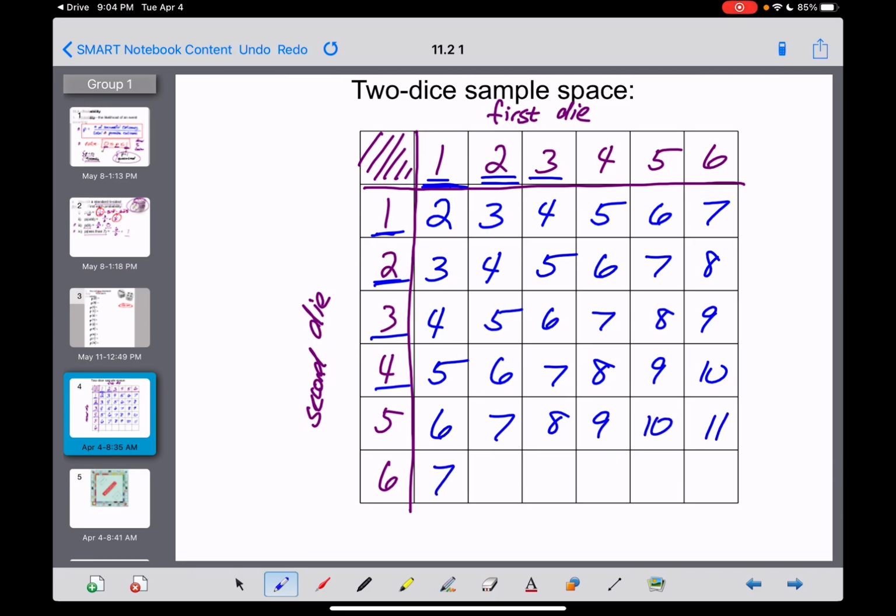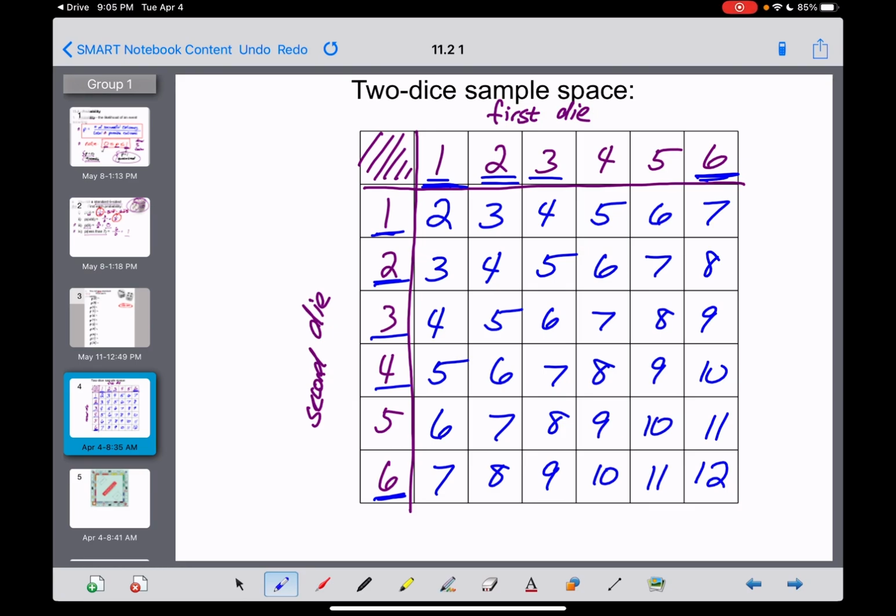And then let's see. We've got 7, 8, 9, 10, 11. And the only time 12 shows up there comes from rolling a 6 and another 6. And that's the only way to get a 12. So let's look at all of those numbers that are in blue right there, everybody.